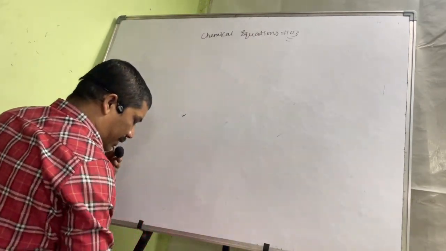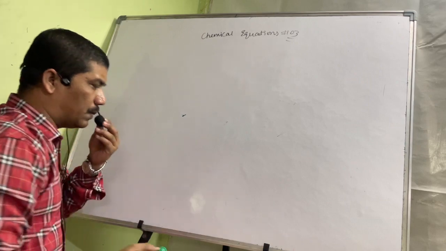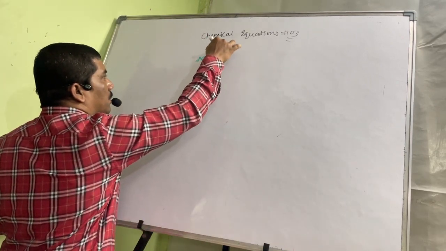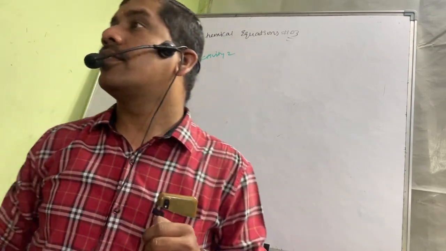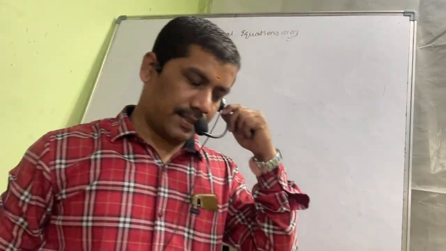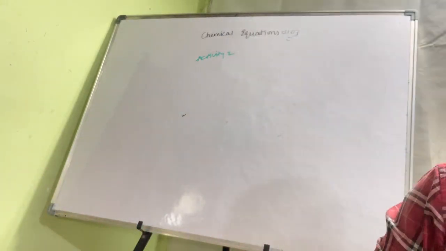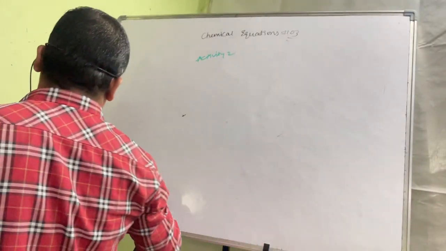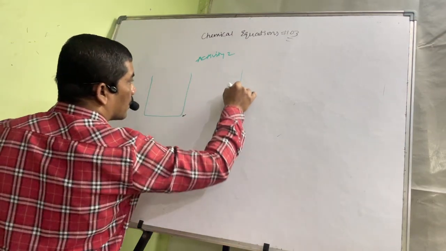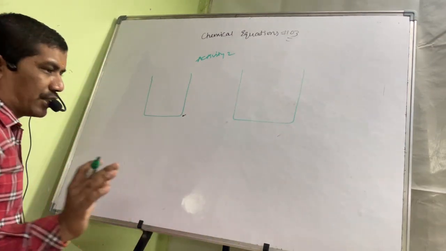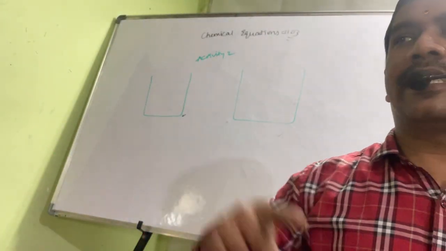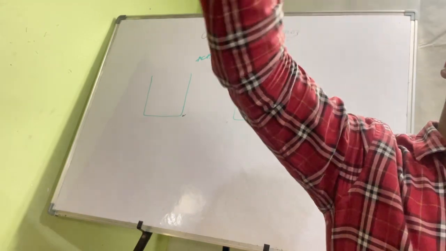Yeah, look here everyone now. Activity number 2. See, look here. Activity number 2. In this, what you have to do? You have to take 2 beakers. Right, first of all, take 2 beakers. In the first beaker, you add sodium sulfate.